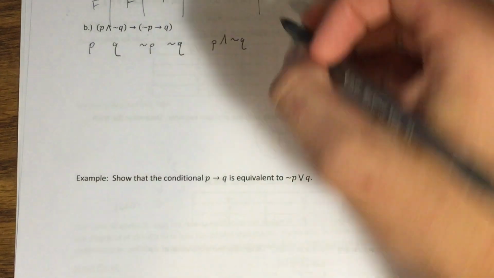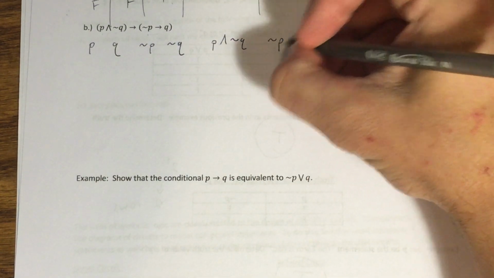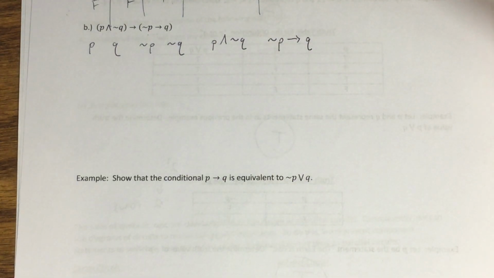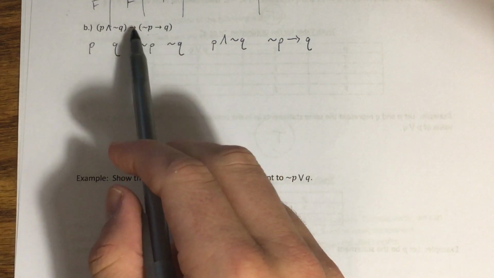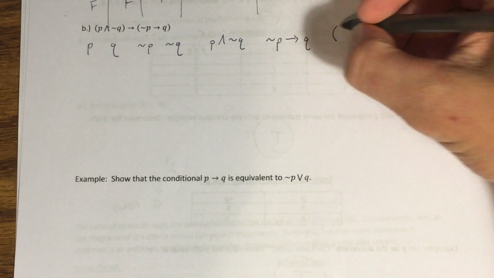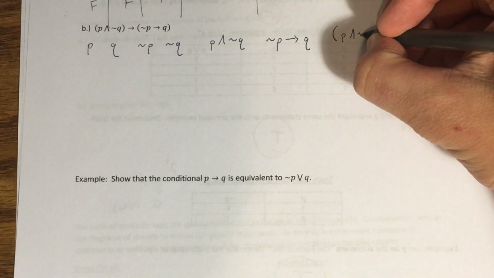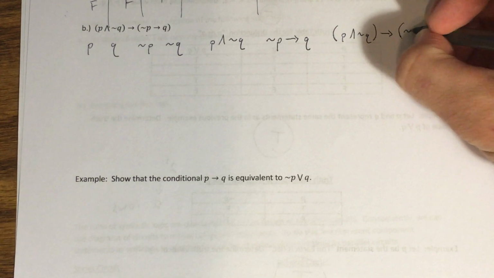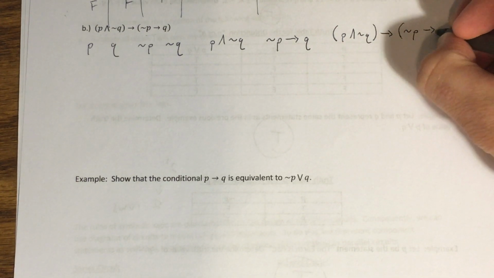And then not P implies Q. Okay? That takes care of all the negations. That takes care of all the sets of parentheses and the connectives within those. All that's left is the conditional that's outside of the parentheses. And so now I can write that statement. P and not Q implies not P implies Q.